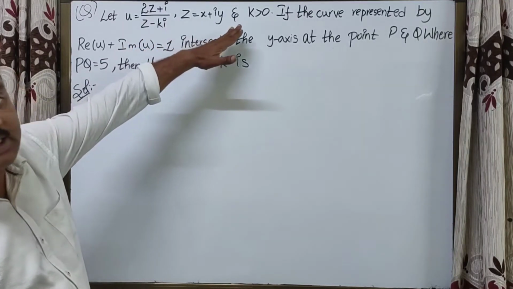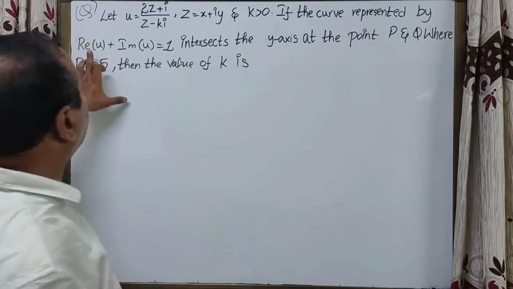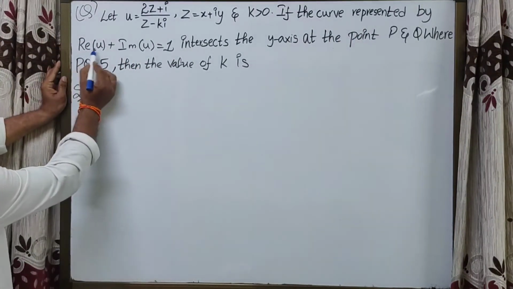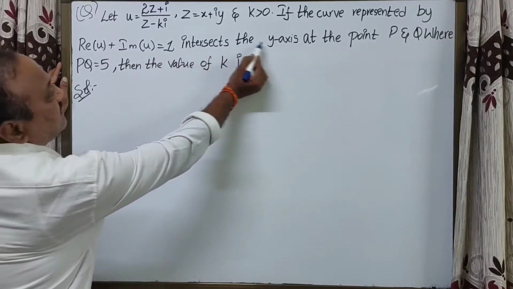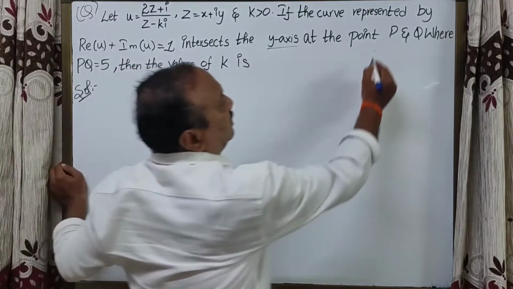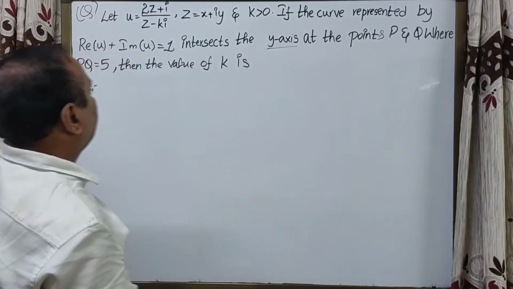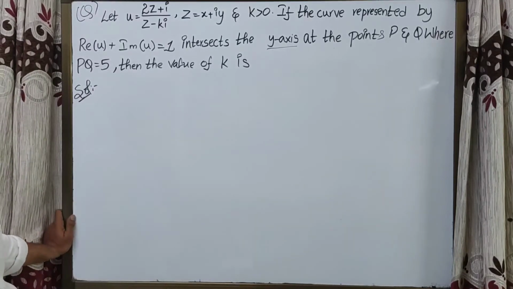If u equals (2z plus i) by (z minus ki), z equals x plus iy and k greater than 0, if the curve represented by the real part of u plus the imaginary part of u equal to 1 intersects the y-axis at the points P and Q, where PQ equals 5, then he wants the value of k.